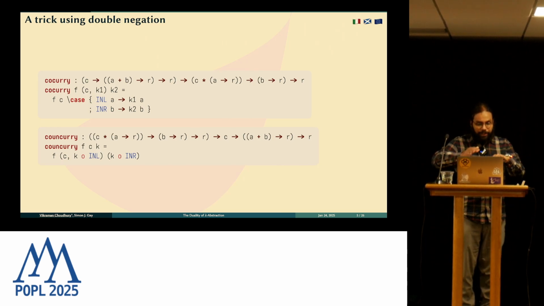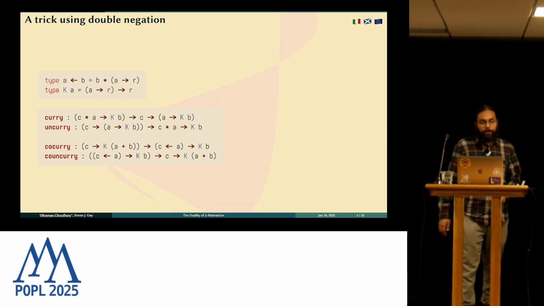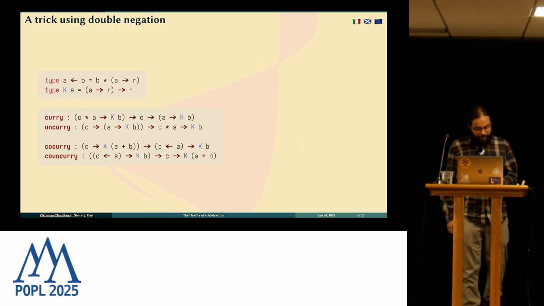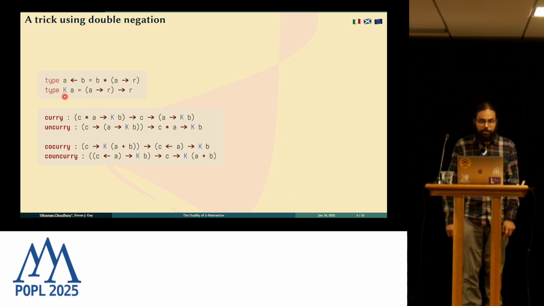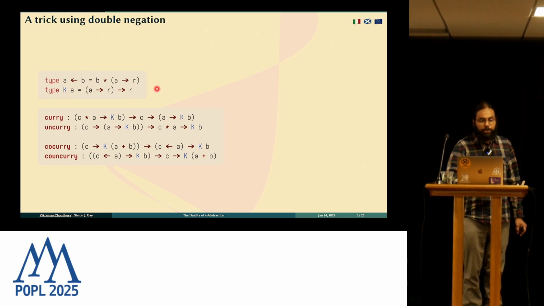OK, so this is a very nice program, but I want to abstract away from it. So the first thing I want to write is that these double negations are, in fact, a continuation monad, or the double negation monad. So I write K A to be A to R. And the dual to the function type is going to have a value for B and a continuation for A.